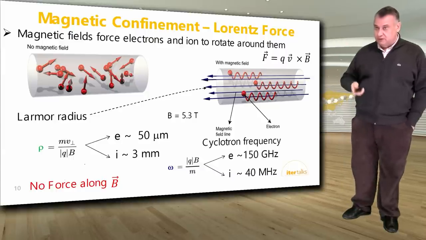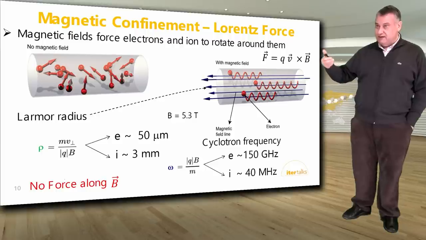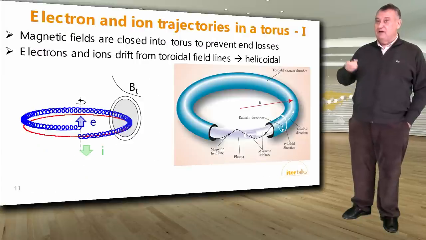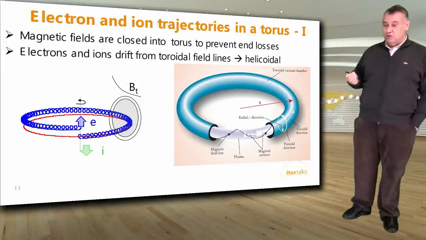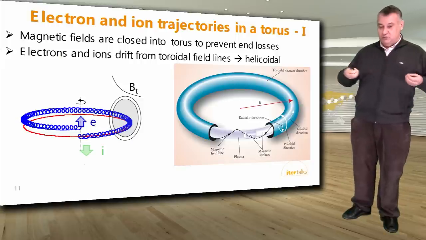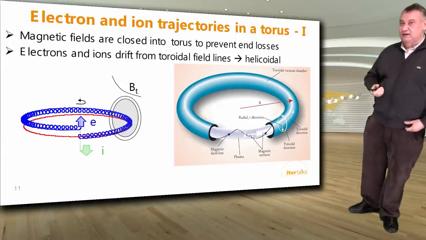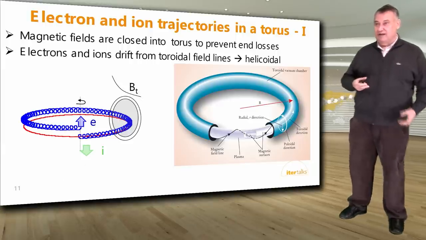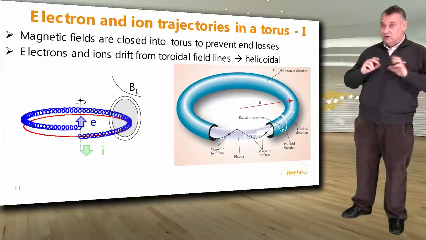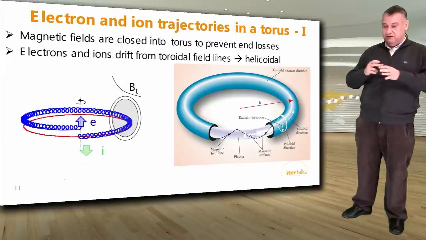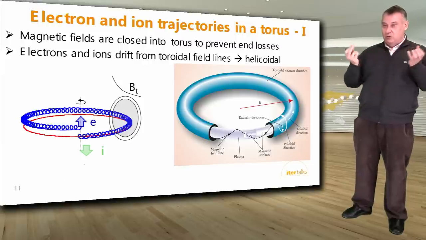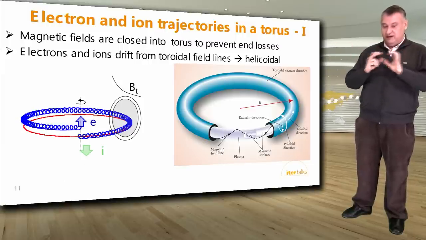This is quite important because when we apply a magnetic field, the losses along the field line are similar to those in a normal gas. Because of this, we have to close the field lines to avoid the two ends through which all the particles lose their energy, in a torus. Mathematically, this is a torus; in normal life, it is a donut. So instead of a linear magnetic field, we make a loop magnetic field, closing like a donut.